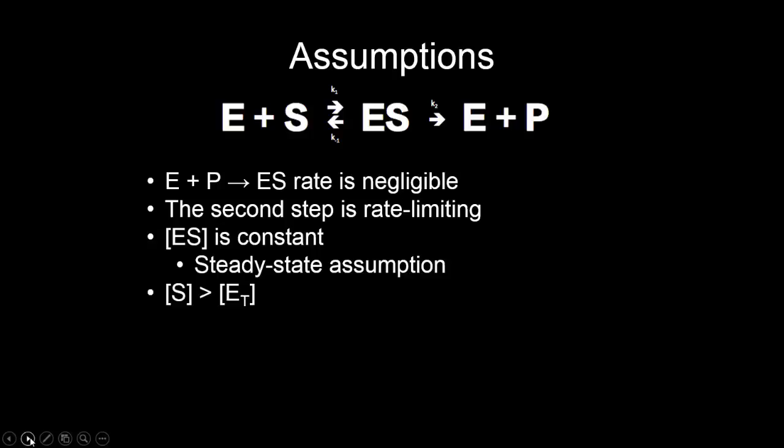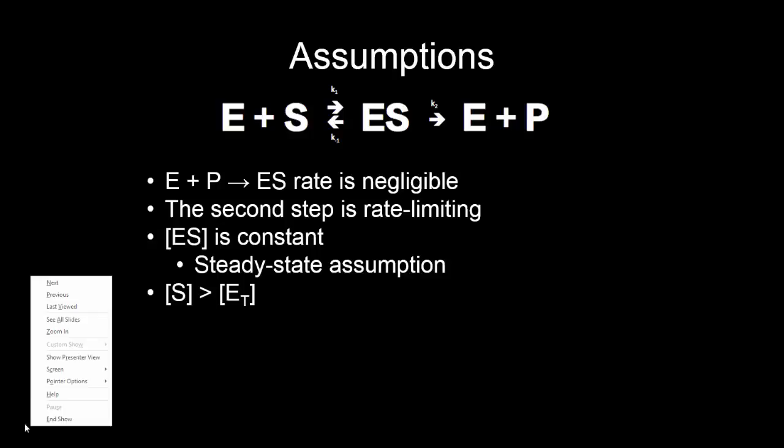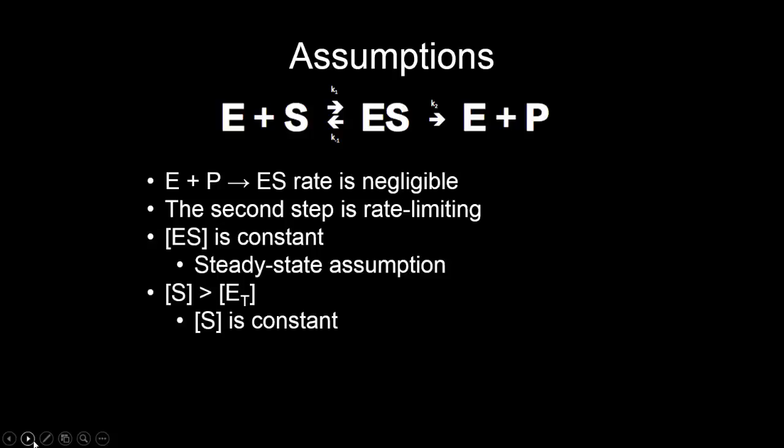The final assumption is that the concentration of S is much larger than the concentration of E. This is because the enzyme is a catalyst and thus can be recycled. So a large amount is not needed for the reaction. Furthermore, we can assume that the amount of S bound to E is much smaller than the amount of free S. This means the amount of S is constant throughout the reaction.